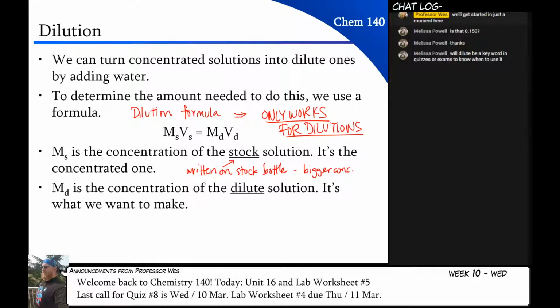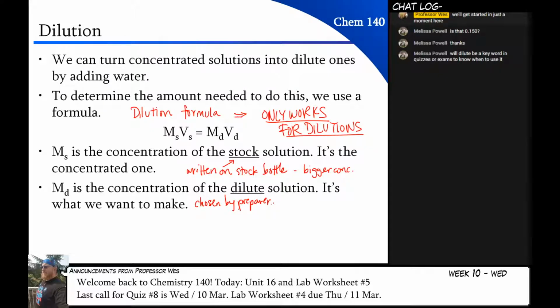Because if you're doing a dilution, the stock solution has to be the larger concentration. Otherwise, it would be the dilute solution, right? So if you're looking at a problem and you don't know which solution is the stock concentration, it's the bigger number molarity, by definition. MD is the concentration of the dilute solution, and you get to choose this. If you're preparing the solution, you get to choose, as the preparer, what the dilute concentration is.